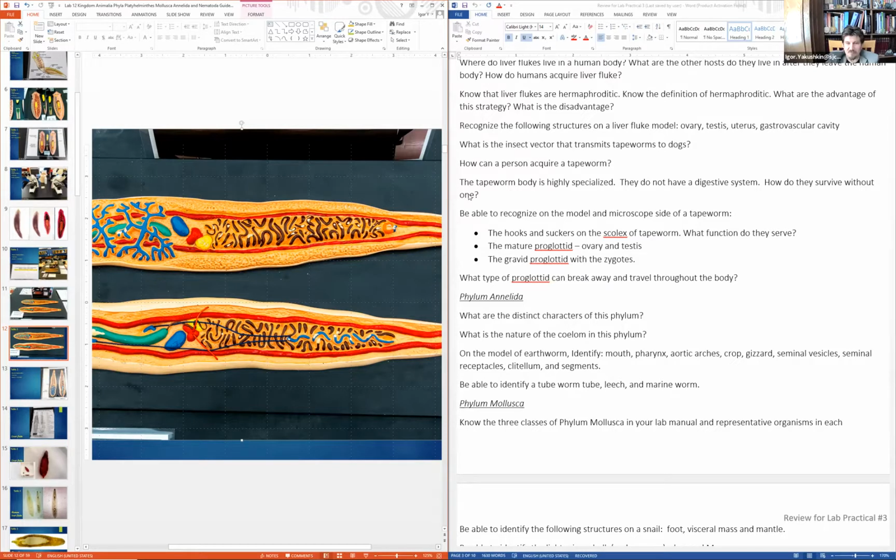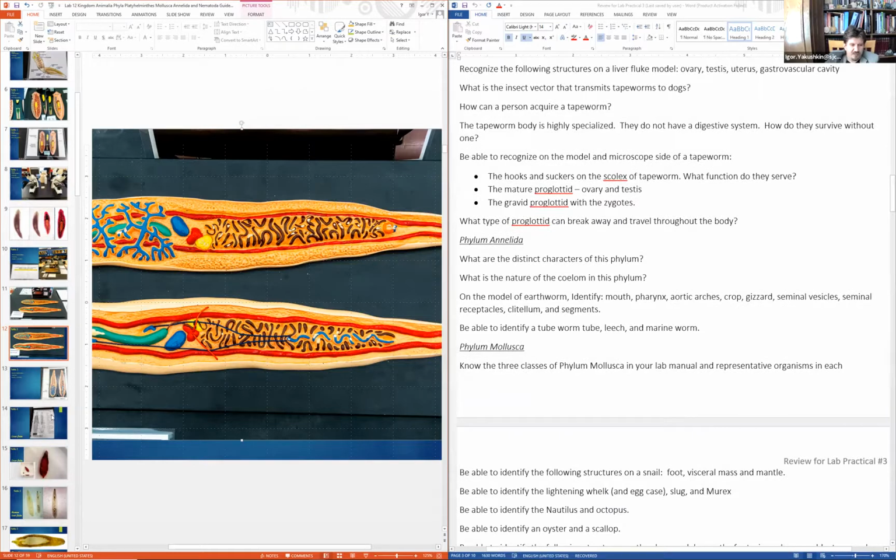Anyway, the tapeworm body is highly specialized. Do they have a digestive system? No, they don't have a digestive system. They live already in the digestive system of the host. So they're taking all of the dissolved nutrients from there.